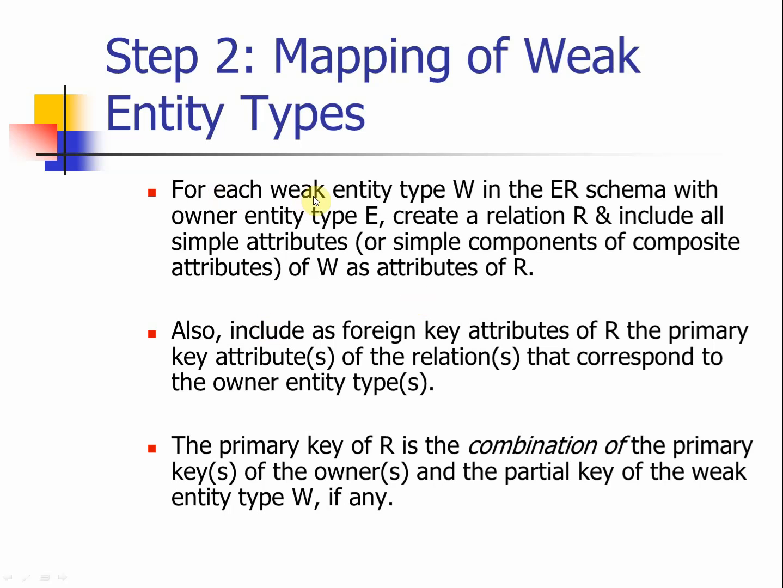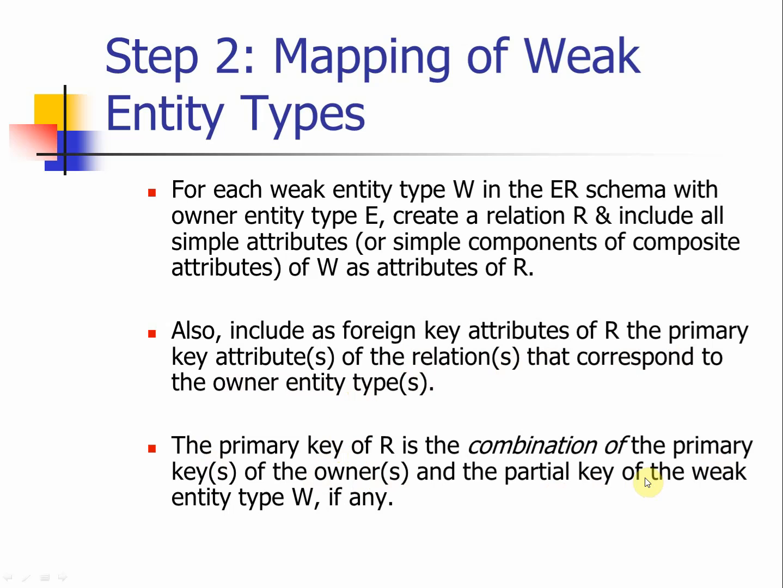For step number 2, for every weak entity W in the ER schema with owner entity type E. So E is the owner, W is the weak entity that we are looking at. And therefore, in our example, W is specified as the dependent, E is specified as the employee entity. What we need to do is create a relation for this weak entity. It includes all simple attributes coming from the weak entity. It also includes a foreign key attribute of R, the primary keys of the relations corresponding to the owner entity type. And the primary key is the combination of the primary key of the owner and the partial key of the weak entity type. And therefore, you can see this is more complicated.